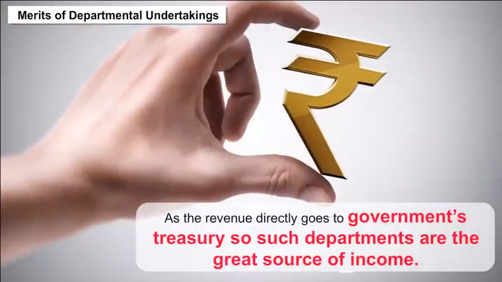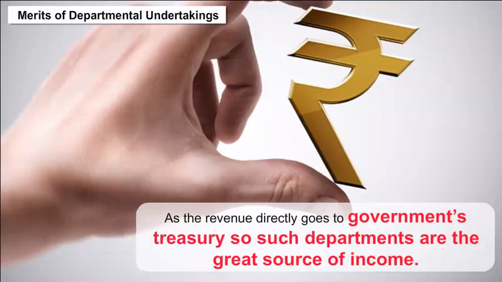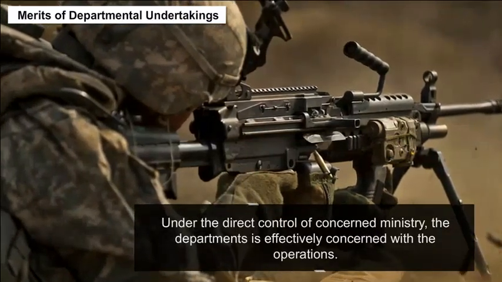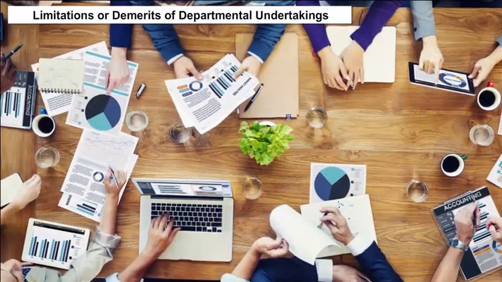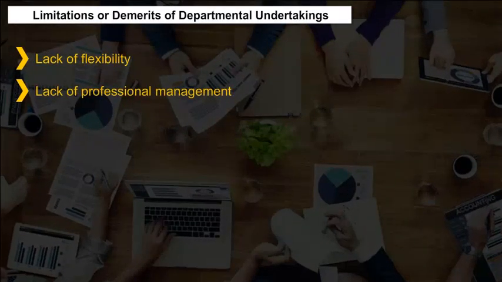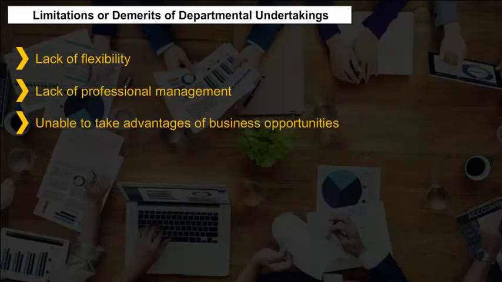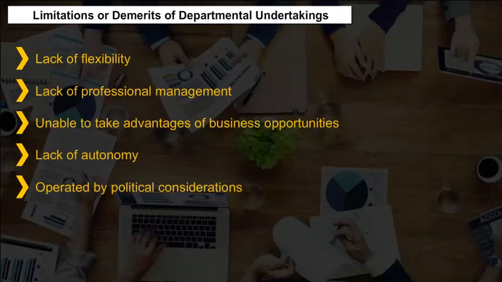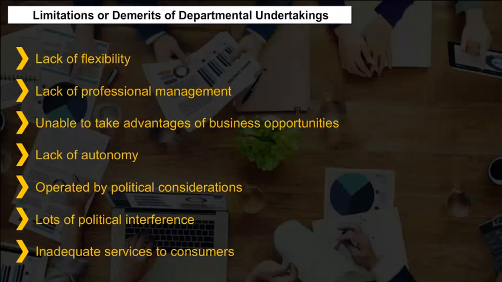As the revenue directly goes to government's treasury, such departments are a great source of income. Under the direct control of concerned ministry, the department is effectively concerned with the operations. Limitations or demerits of departmental undertakings. Lack of flexibility, lack of professional management, unable to take advantage of business opportunities, lack of autonomy, operated by political considerations, lots of political interference, inadequate services to consumers.